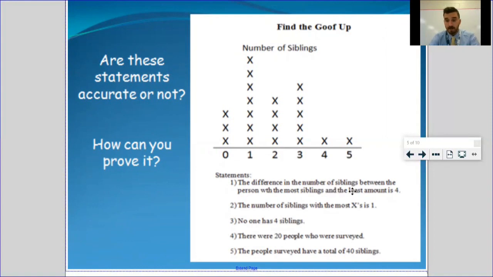And then it says the least amount. So the least amount is actually 0 siblings because you've got 3 people who don't have any siblings. So if we want to know the difference in the number of siblings, the most is 5, the least is 0. Would that be accurate? It says the difference between those is 4. I want to know if that would be accurate.